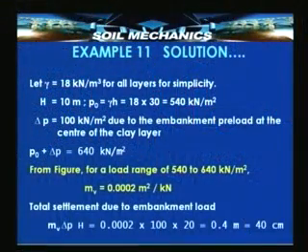So, the solution of this example is, take for convenience gamma to be same for all the layers, take H to be 10 meters, then at the center of the clay layer, silty clay layer in this case, the initial overburden pressure is gamma H, which is 540 kilonewton per meter square. Then the increment in pressure due to the preload is already given as 100 kilonewton per meter square at the center of the clay layer.